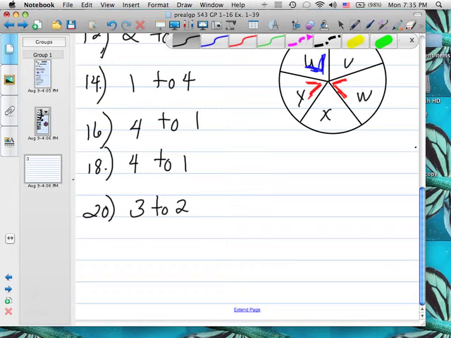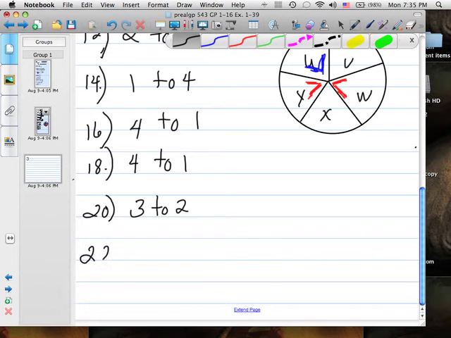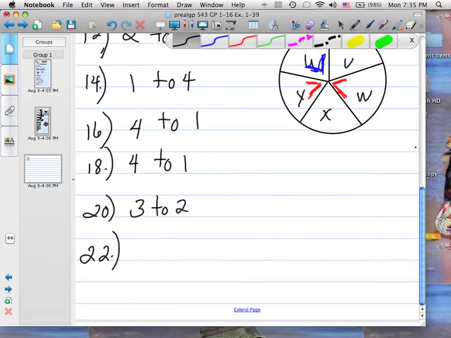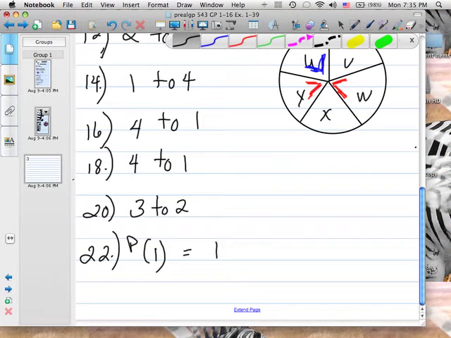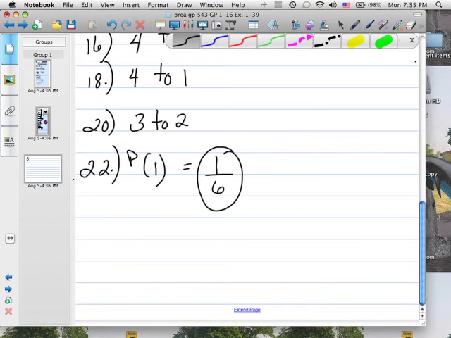Number 22, we have a die basically. 6 sides numbered 1 through 6 is rolled. Find the probability of each. So the probability of getting a 1, the ways I can get a 1 on a die are 1 out of 6 possibilities. So it's 1/6.